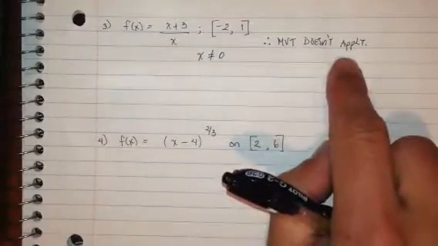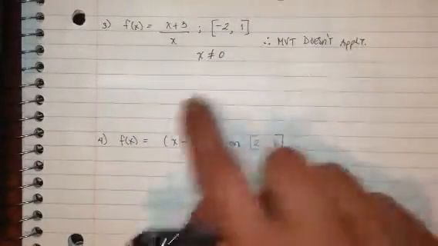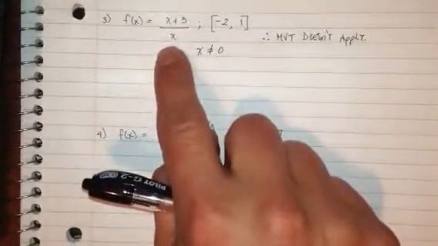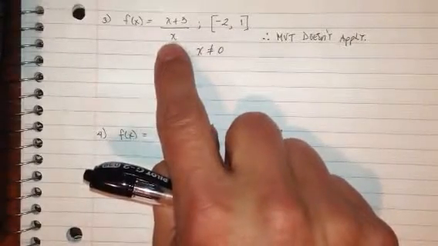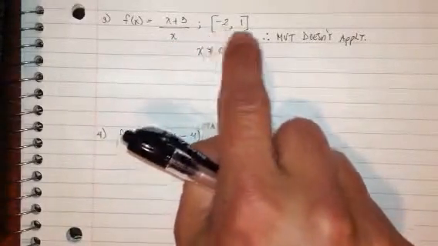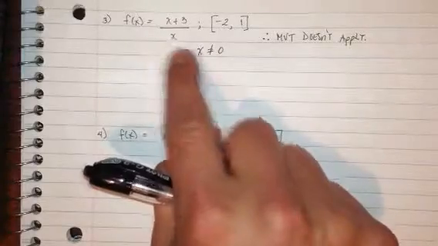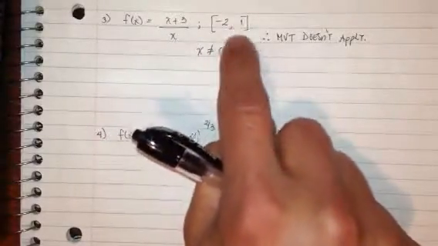I can't use it. The mean value theorem does not apply because why? This guy is not continuous. How do you know? Well, this is a rational function. And between -2 and 1, look at x cannot equal to 0. 0 is right in between this domain.